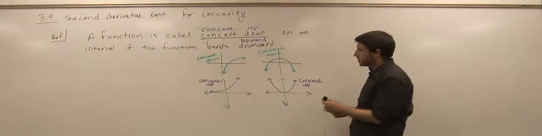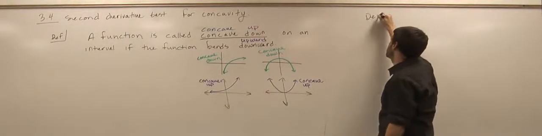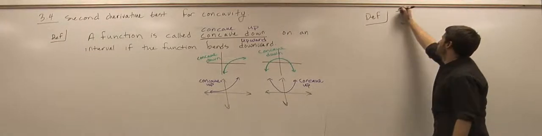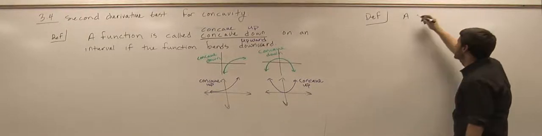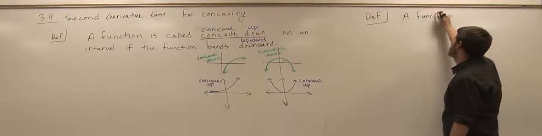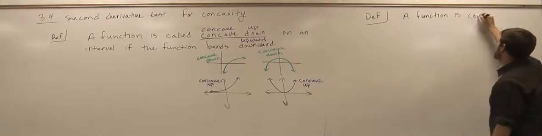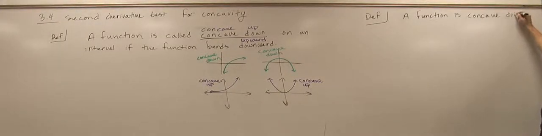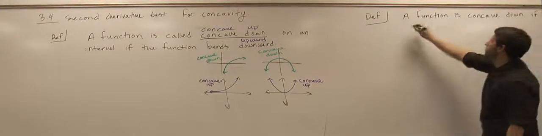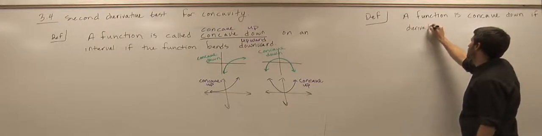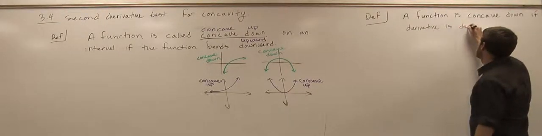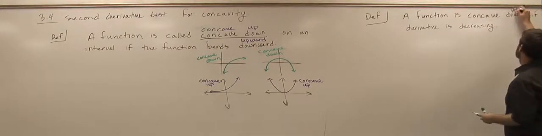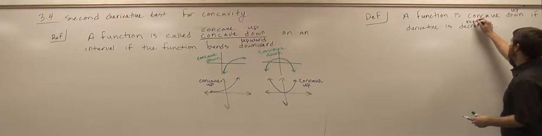The technical definition, I'll write it quickly, I won't use it very often. A function is concave up on an interval if its derivative is increasing on that interval. Concave down if the derivative is decreasing. Let's start with down. A function is concave down if the derivative is decreasing. Concave up, the derivative is increasing.